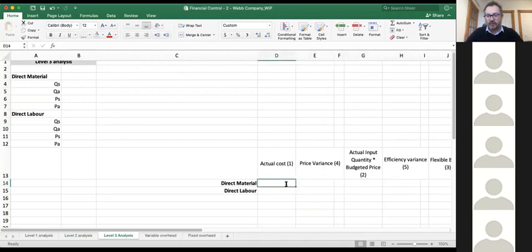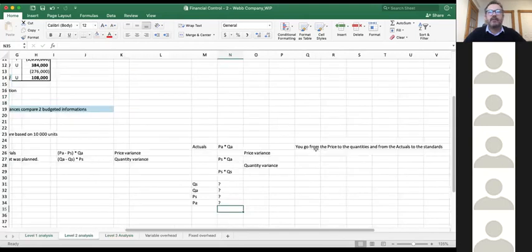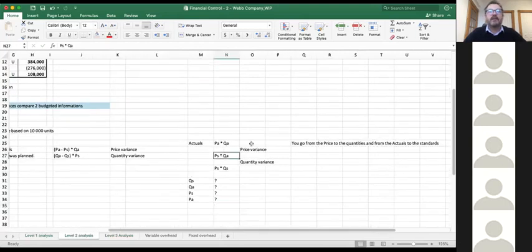And once you have that, you can go here, okay, and calculate the different things. Okay, actual cost, of course, will be QA times PA, okay? Actual input times budgeted price, so PS times QA, sorry. This is what I said here, okay?